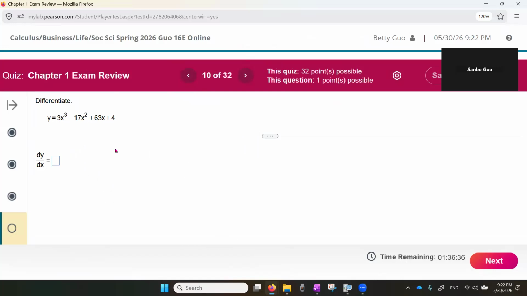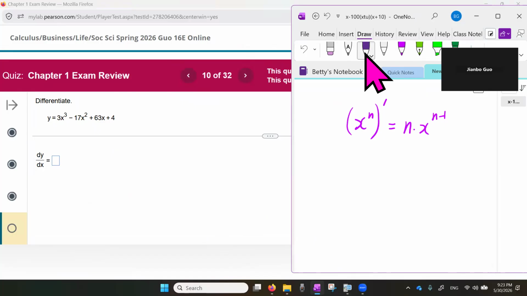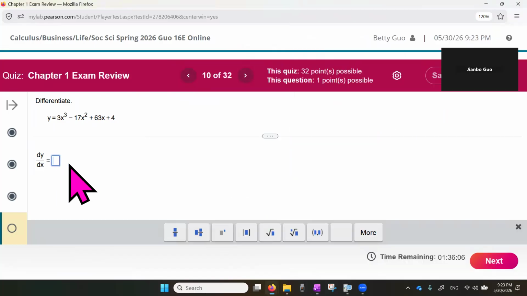Question number 10. Differentiate this function. All right, this is a polynomial function. You should know the very basic formula for power functions, right? If we have x to the power of n, then the derivative of this function is n times x to the power of n minus 1. Very basic. That's the formula we need to use. So for this function, we have 4 power functions in the polynomial.